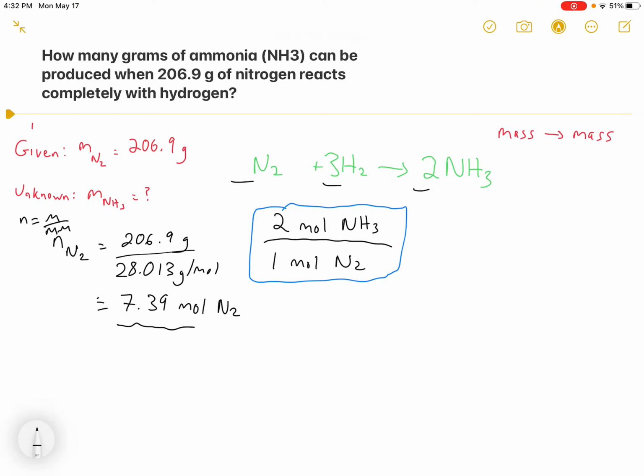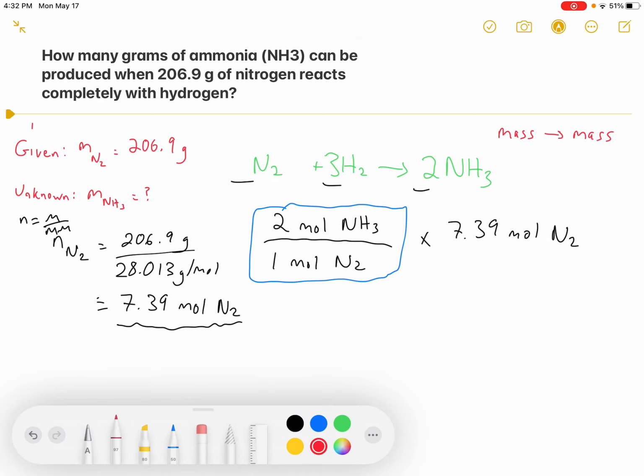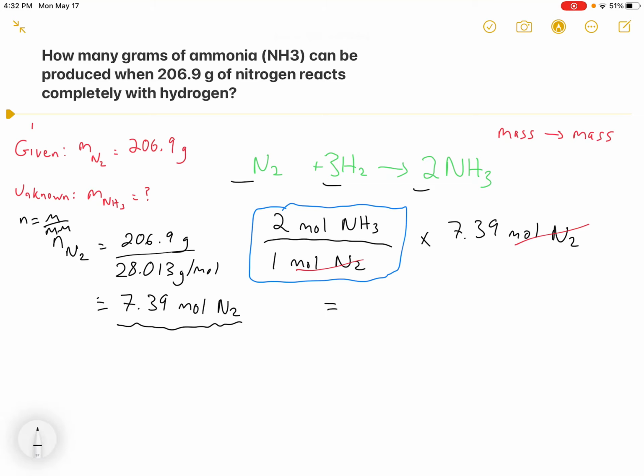I also know that we have 7.39 moles of nitrogen. So I can take that multiplier and multiply it by the amount of nitrogen that we have, and I know that I set up my expression correctly because moles of nitrogen are going to cancel out. When we multiply this equivalent proportion multiplier by the number of moles of nitrogen we have, we get approximately 14.78 moles of ammonia produced in this reaction.